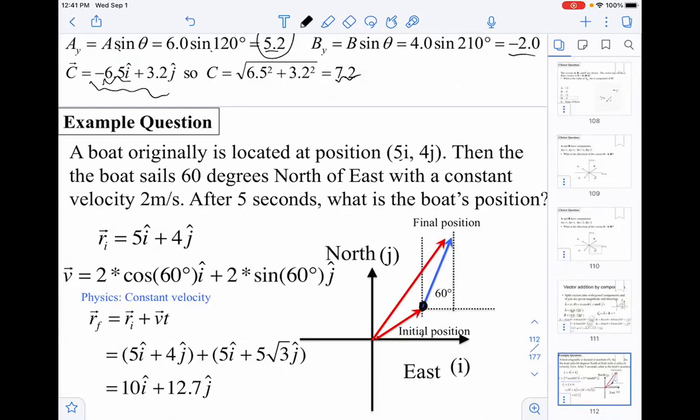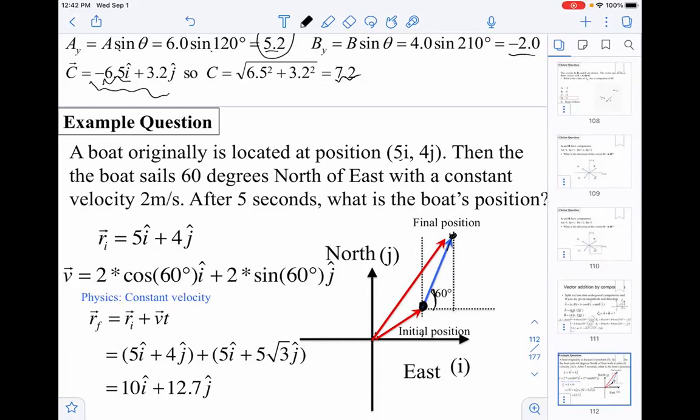And then the boat sails 60 degrees north of east. So north of east represents from the east direction, you go up 60 degrees. So 60 degrees is here, north of east, represented by the blue arrow. Okay, that's the final position. So it went for 2 meters per second for 5 seconds. So continue to go straight in the blue arrow until it reaches its final position. So what is the boat's final position? You can see the final position is represented by the red arrow right here.